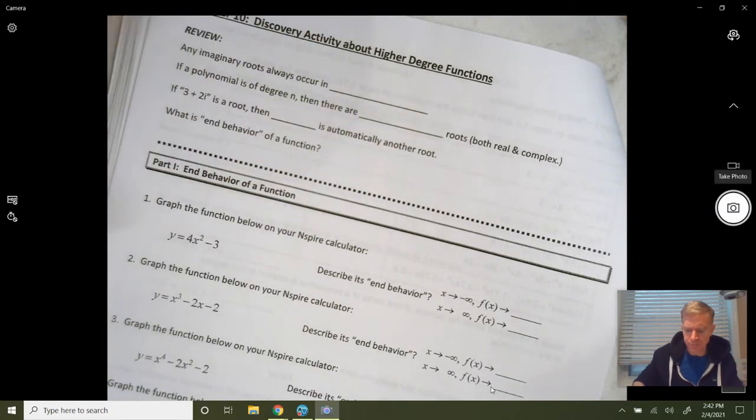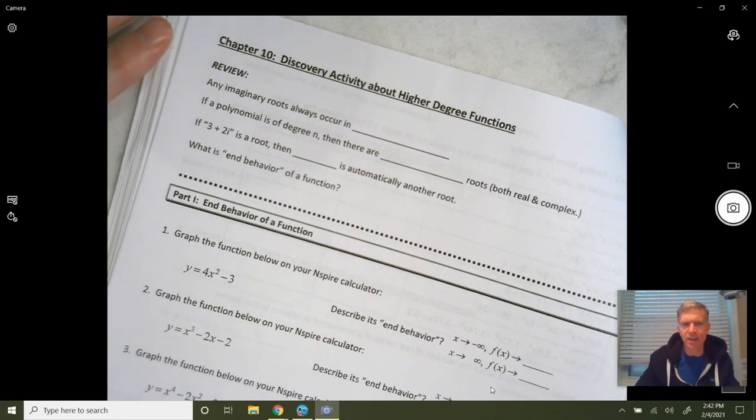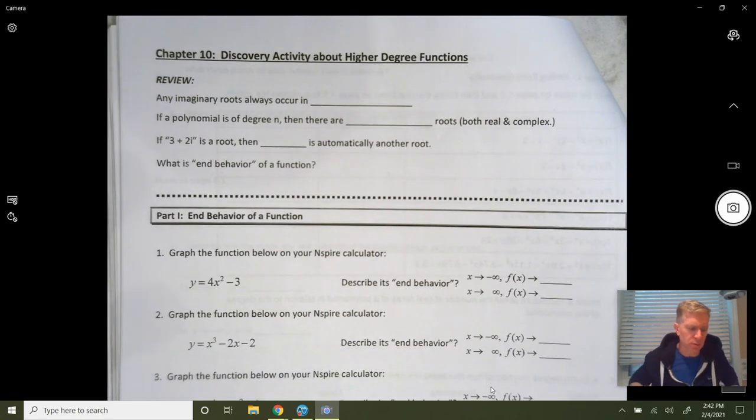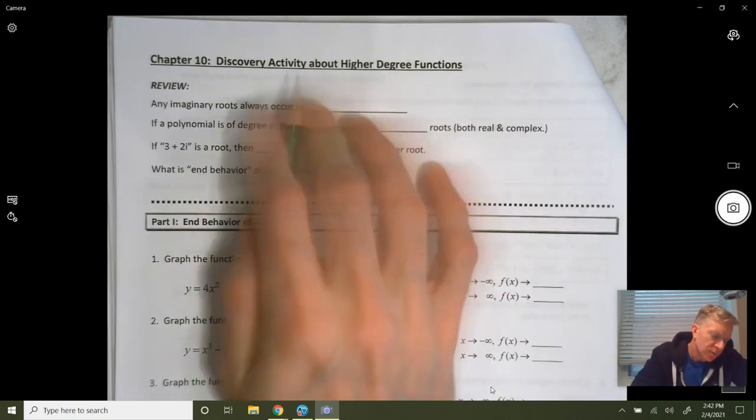Good morning. All right, today we're going to look at a packet, chapter 10. This is page 288, all the way to 293. It looks like a lot of pages, but we'll get through them fairly quickly. Some of these are really quick. And there's first a discovery activity.